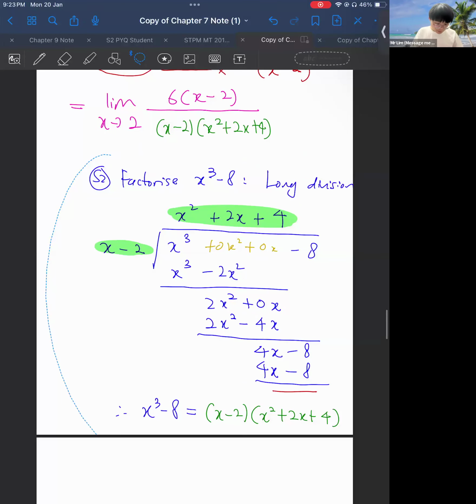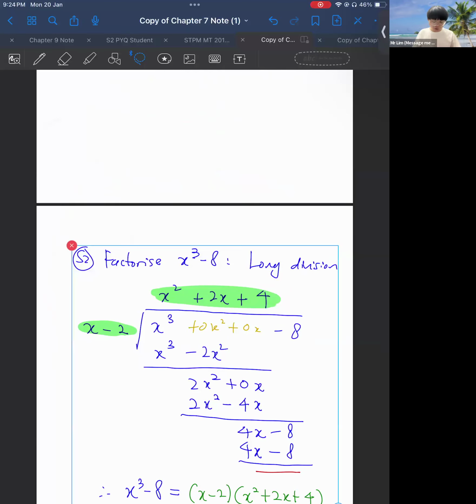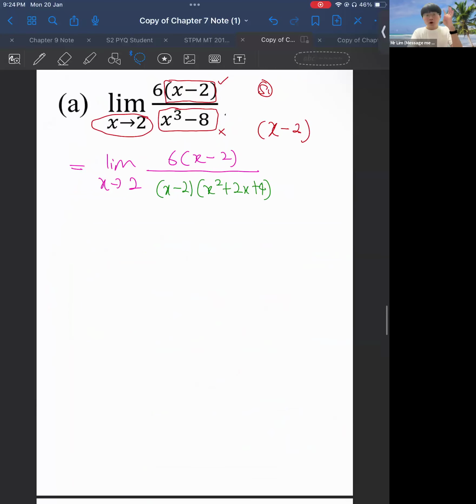This one, let me put in the next page because I need to write something here. But first, you need to do this. Okay, now we already see the x minus 2 as the factor. Now we can do the cut.